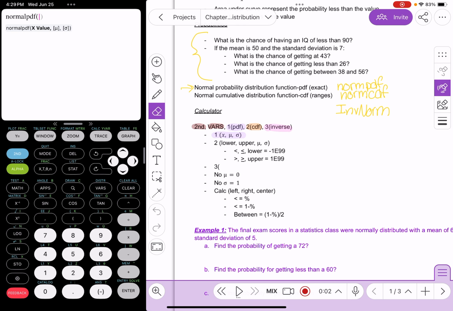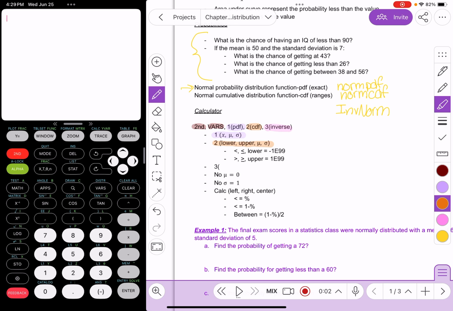If you were to choose number 2, the CDF, it's going to ask you your lower limit, your upper limit, your mean and your standard deviation. On the app, it looks like this on the screen, where you just type them with the commas in between.